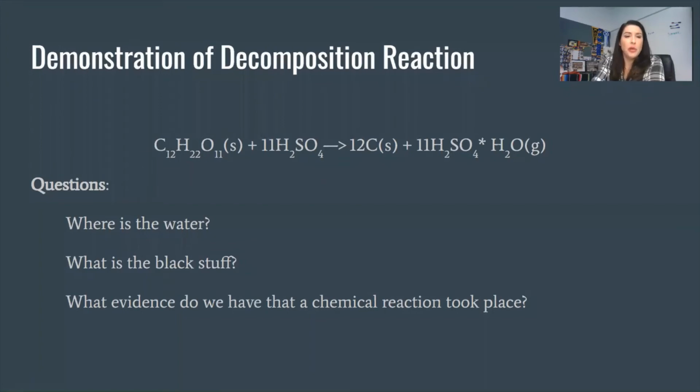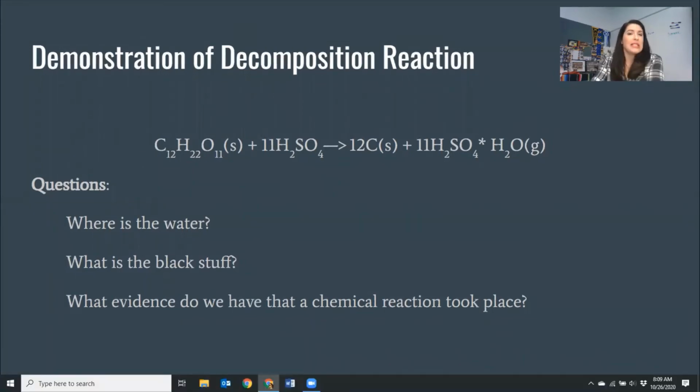So I'd like to show you one more demonstration today. But this demonstration is so hazardous that I don't even want to do it in my lab. It's the decomposition of sugar or sucrose with concentrated sulfuric acid. And my questions to you as you watch this video are, where's the water in the product? And what do you think the black stuff is? What evidence do you see that shows a chemical reaction has taken place?